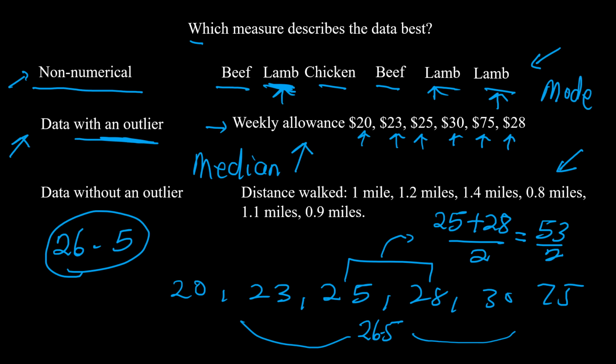Our last one, data without an outlier. So in this case, they're all around the same thing. Distance walked, we have 1 mile, 1.2 miles, 1.4, 0.8, 1.1, 0.9. They're all around the same thing. None of the distance walked is like too out there, right? Nothing is too far and nothing is like 0.0000 miles, right? Or 0.0001 miles. So in that case, there's not really much of an outlier. In this case, we're going to say go with the mean. Average is going to give us a good idea of what the data looks like.